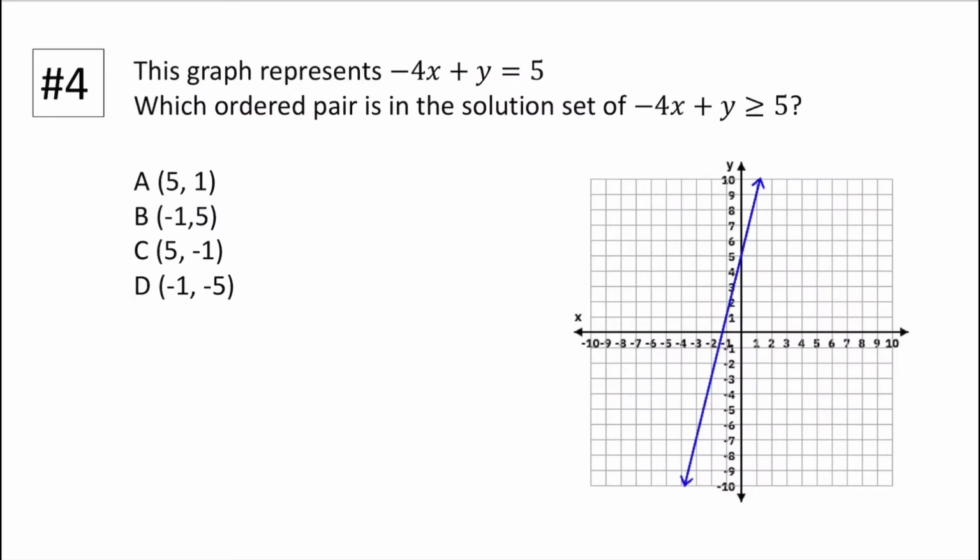So now for question 4. There's actually more than one way you can solve this problem, and I'm going to show you both ways. So this graph represents negative 4x plus y equals 5.